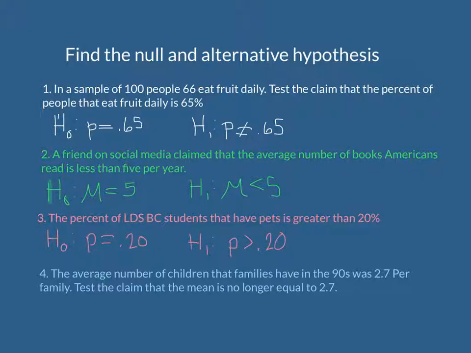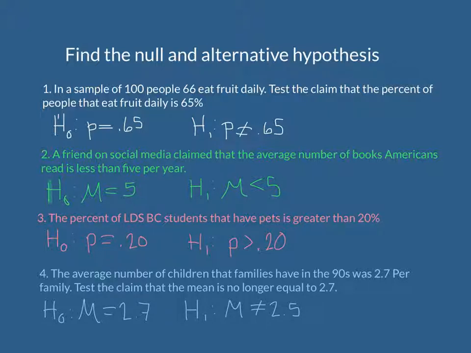And the last one here, the average number of children that families have in the 90s was 2.7 per family. Test the claim that the mean is no longer 2.7. So because it contains equality, we have that our null of our mean first has to equal 2.7. So then our alternative hypothesis is that our mean cannot equal 2.7. Okay.